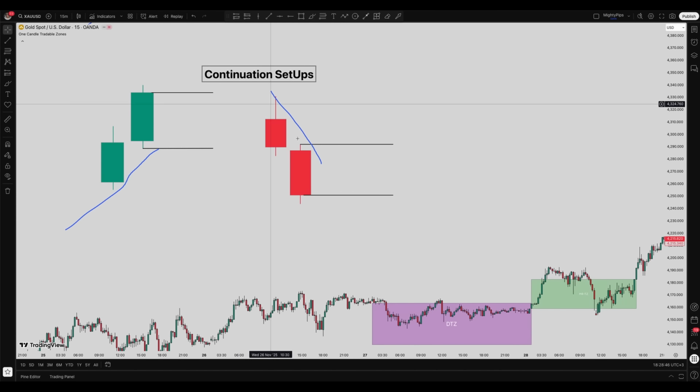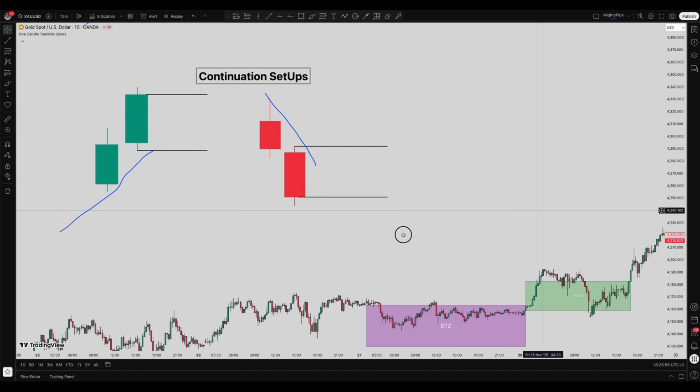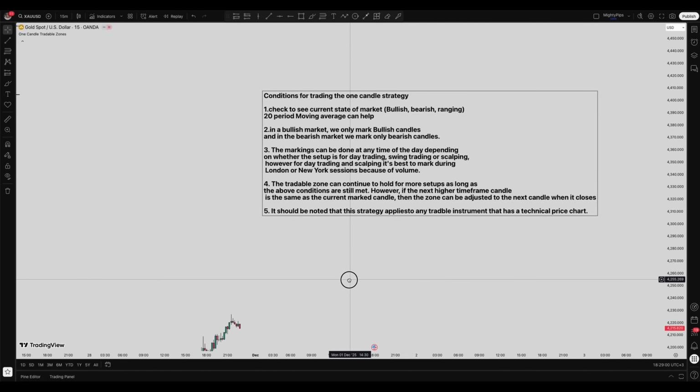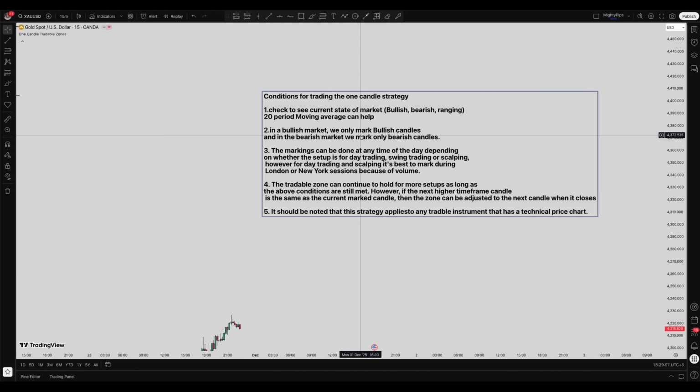And if the market is going down, only mark red candles. No matter how many green candles appear below a 20 period moving average, only wait for the red candles to mark. This is a common issue that most of you guys have, and you've always asked me this question. So today I just wanted to make that clear. So in a bullish market, only look to mark bullish candles, and in a bearish market, only mark bearish candles.